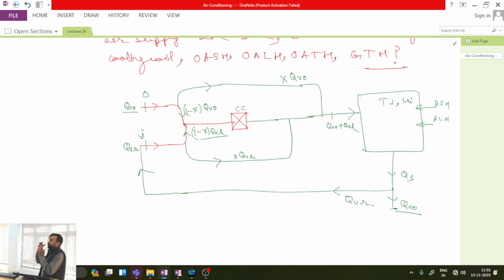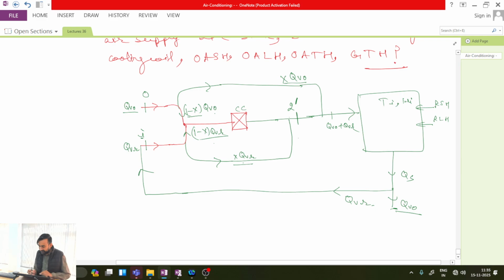Only some fraction of air will pass through the cooling coil and make perfect contact. Is this one clear? The air making perfect contact is (1 minus x) into QV naught and (1 minus x) into QVR. And then I have two components: one is x into QV naught and the other is x into QVR. X into QVR is simply first mixed with the cooled air coming from the cooling coil, and finally it forms state 2 dash.